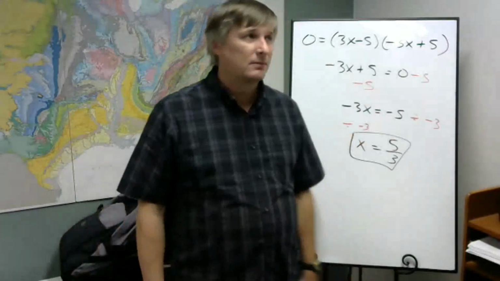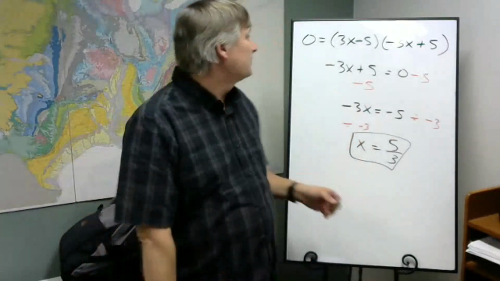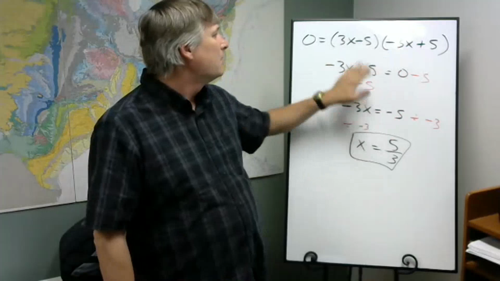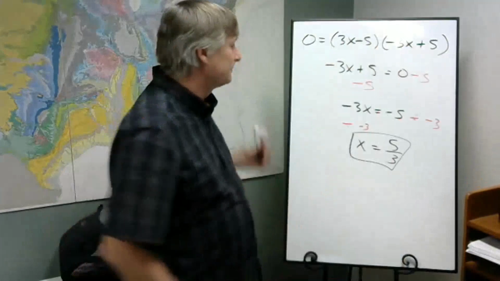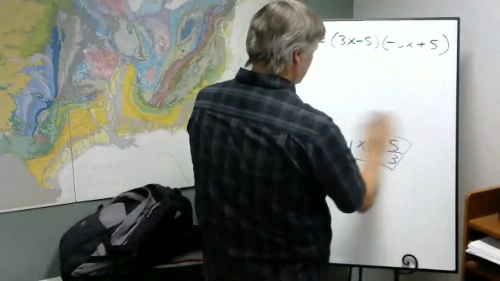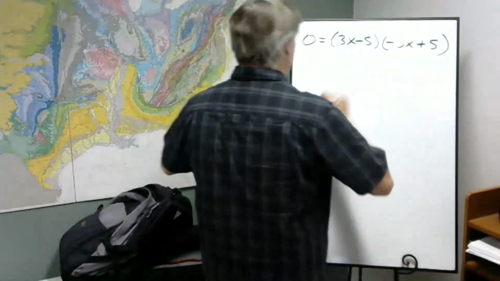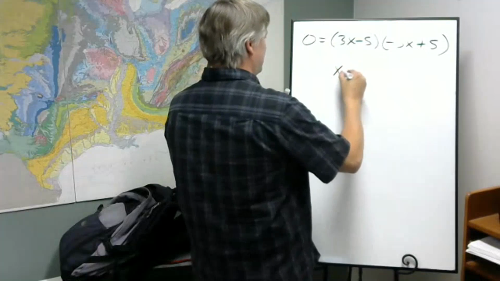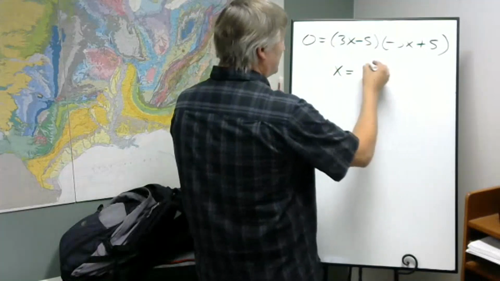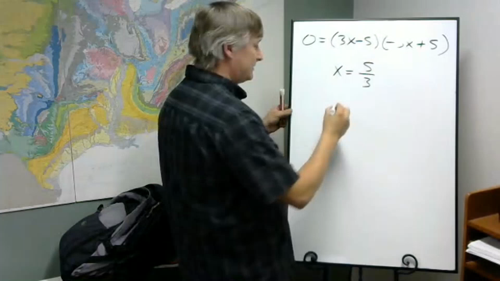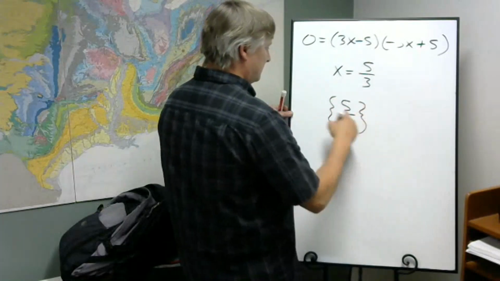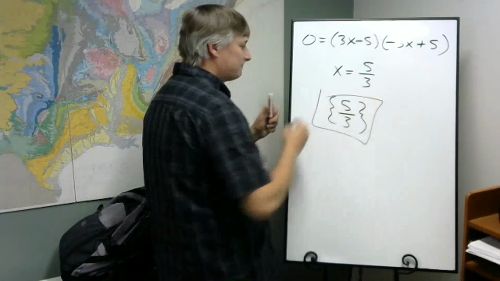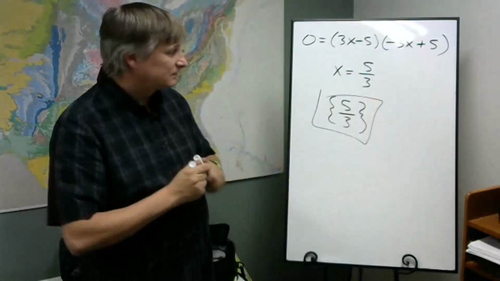So what does that mean? Well, in this case, if you put x as 5/3, both of these binomials become 0. So that means for this problem, we only get one answer. Well, it's x is 5/3, or as a set, it's a set containing one improper fraction, 5/3.